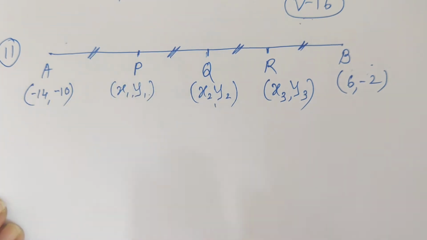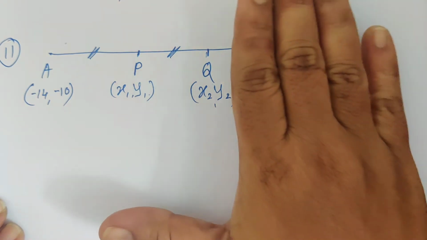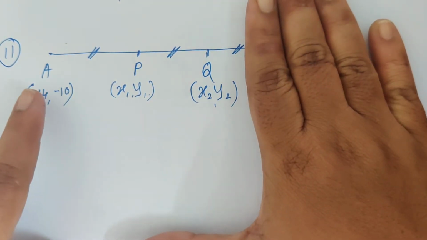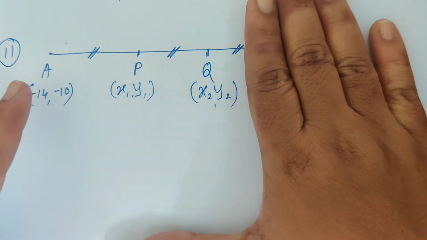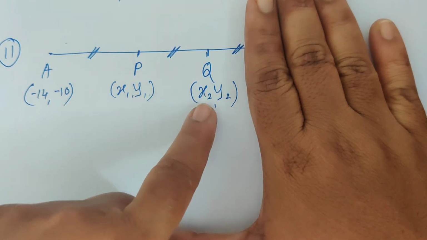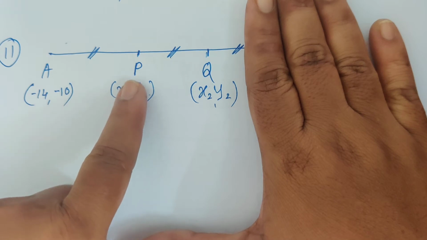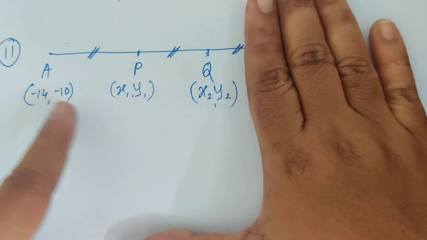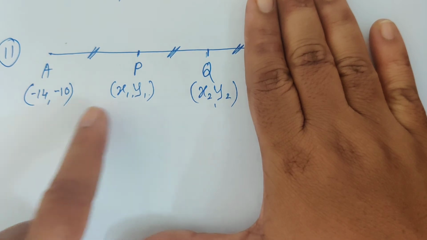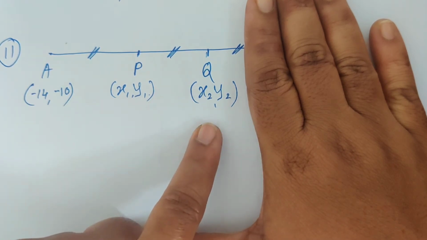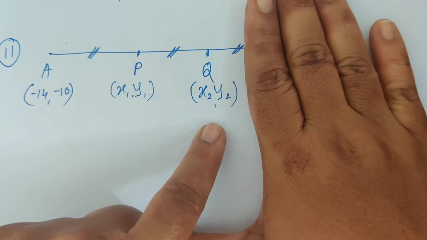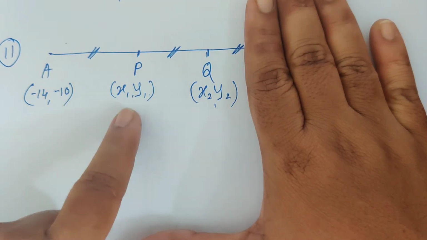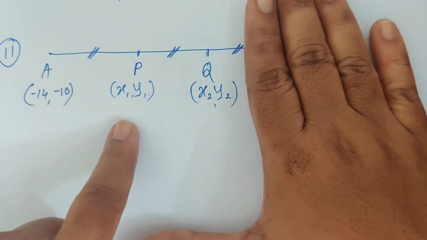Then after getting the coordinates of Q, forget about R and B. Think only about A and Q. Segment AQ is divided into two parts by the point P, and AP is equal to PQ. That means P is the midpoint of A and Q. So Q's coordinates are with you, A's are there. Again you will use the midpoint formula and you will get the coordinates of P.